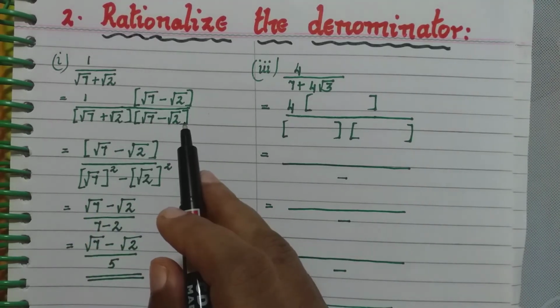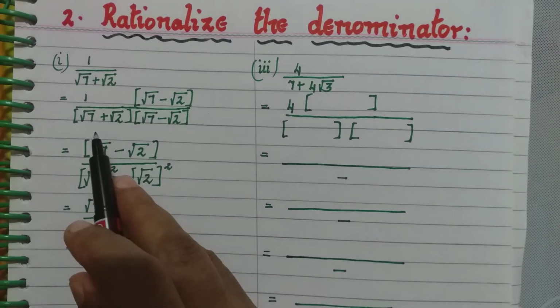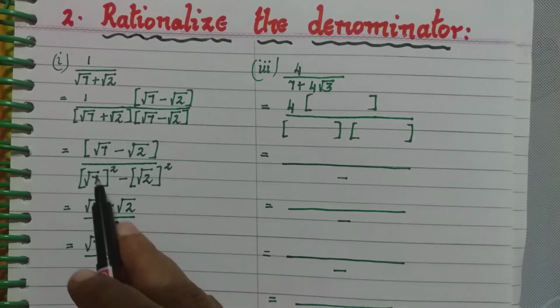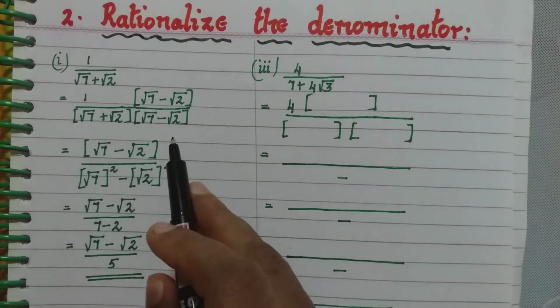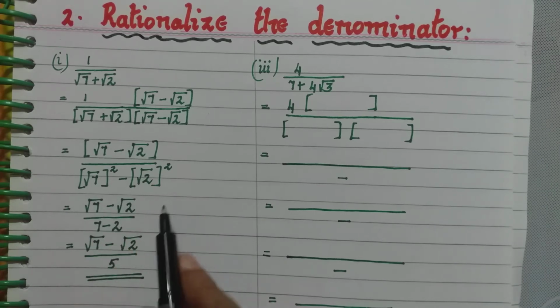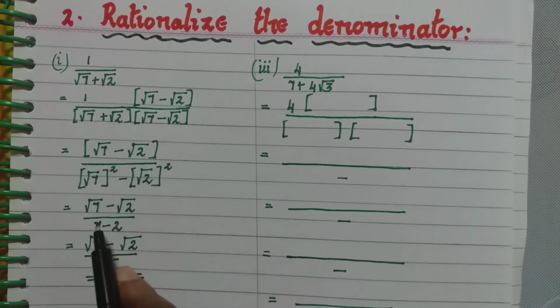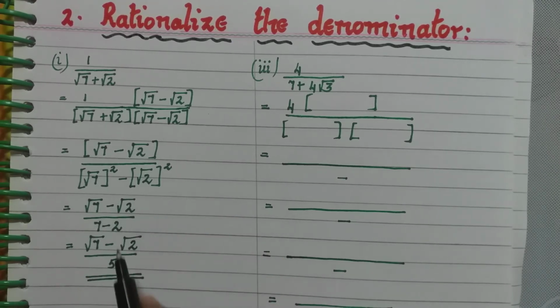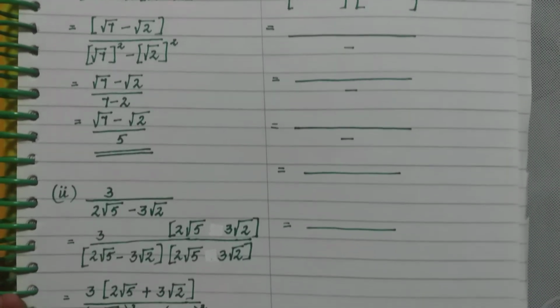1 into root 7 minus root 2 is root 7 minus root 2. Root 7 plus root 2 into root 7 minus root 2 is a plus b into a minus b, which is a square minus b square. So it is root 7 square minus root 2 square. Now the numerator will remain as it is, root 7 minus root 2. But root 7 square is root 7 into root 7, which is 7. Root 2 square is root 2 into root 2, which is 2. Therefore, the answer will be root 7 minus root 2 upon 7 minus 2, which is 5. So you have 5. Let us now see the second question.